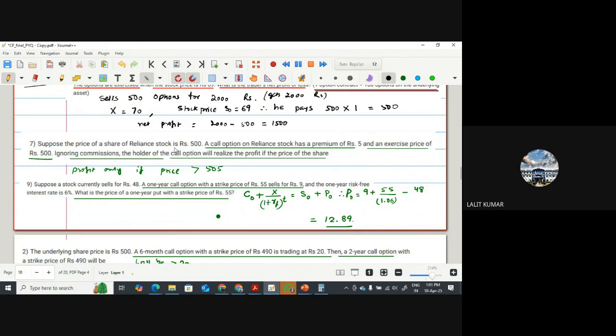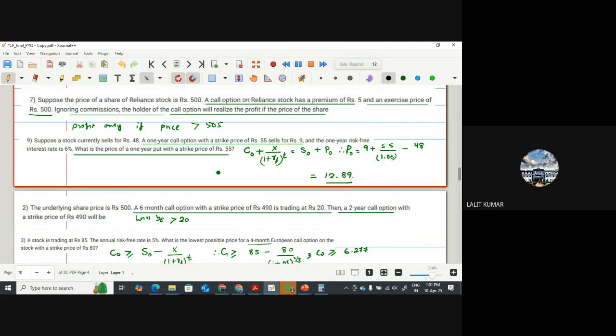Suppose the price of a share of Reliance stock is 500 now. A call option on Reliance stock has a premium of rupees 5 and an exercise price of rupees 500. Ignoring commissions, the holder of the call option will realize a profit if the price of the share increases. It has to be more than 505, then only you will have profit.